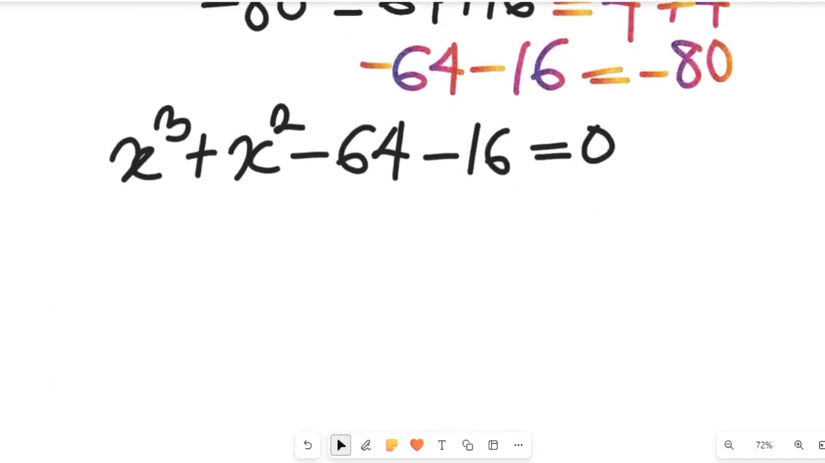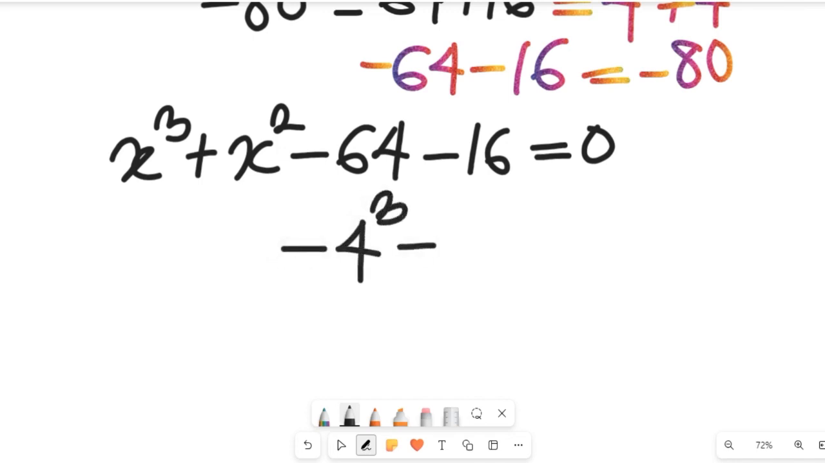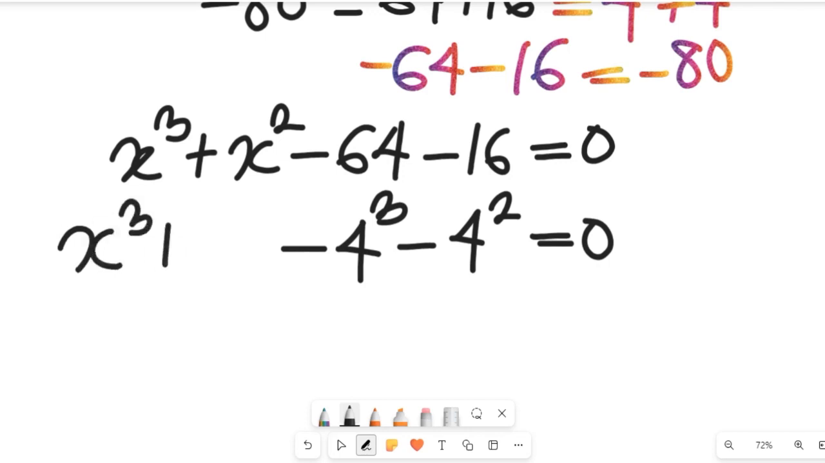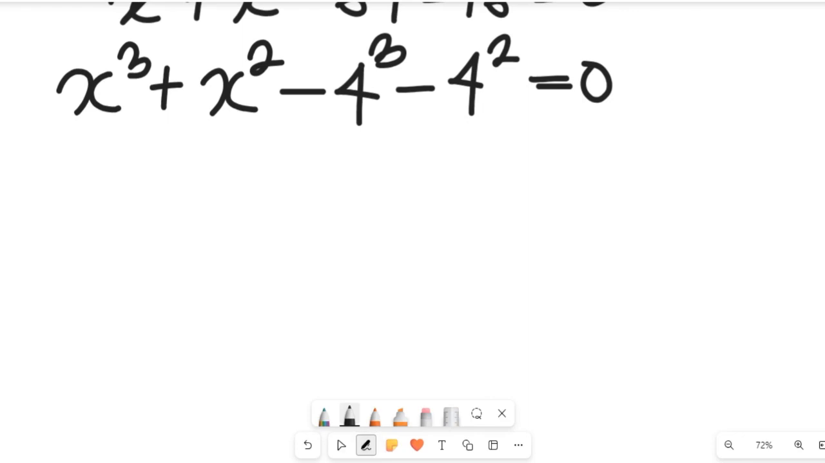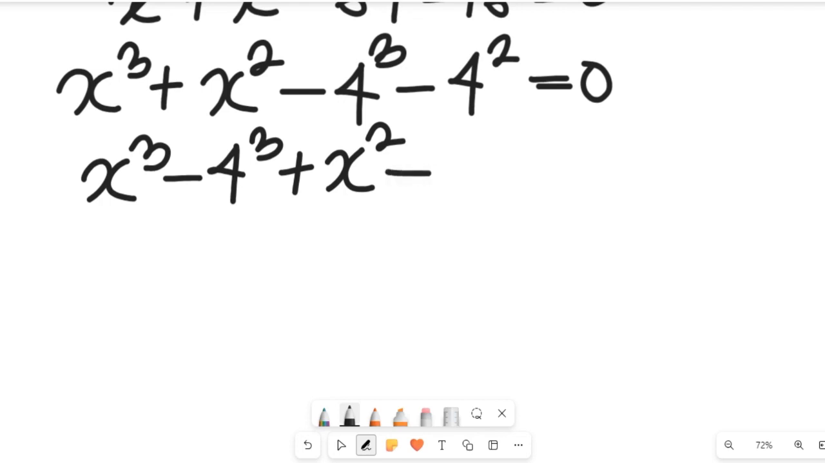Now recall that 64 and 16 are expressions that can be replaced by 4 to the power of 3 minus 4 to the power of 2, and this will be equal to 0, while we'll have x to the power of 3 plus x to the power of 2. Great. So if we simplify this, we just collect the like terms. We'll have x to the power of 3 minus 4 to the power of 3 plus x to the power of 2 minus 4 to the power of 2 equal to 0.